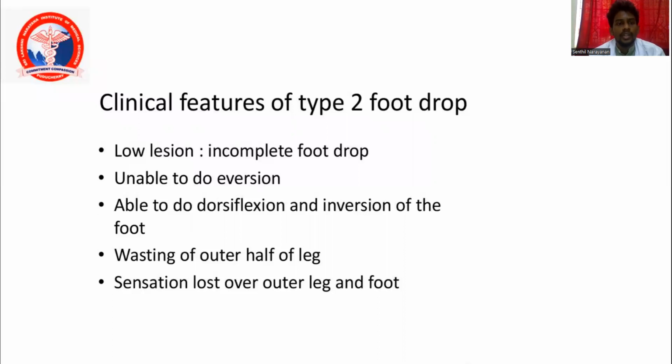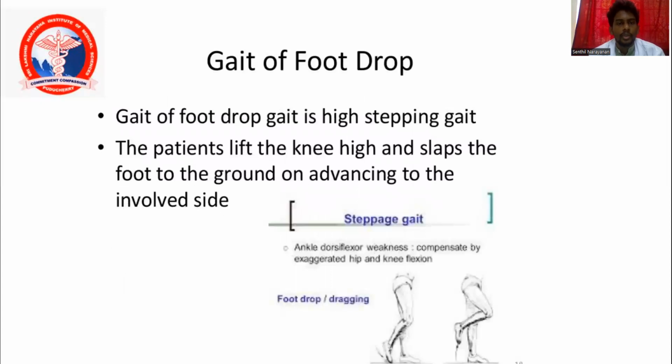In type 2 foot drop, there is a low lesion, incomplete foot drop, unable to do eversion, able to do dorsiflexion and inversion of the foot, wasting at the outer half of the leg, and sensation lost over the outer leg and foot. Namely, the lateral compartment of the leg is affected, which shows it is due to the involvement of the superficial peroneal nerve.